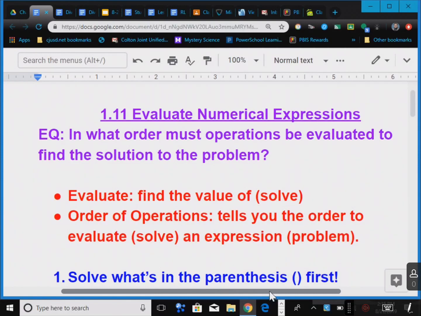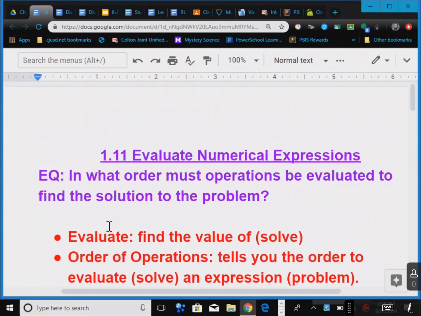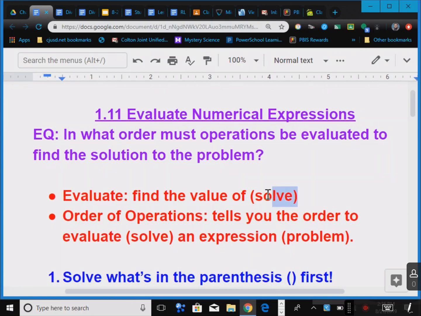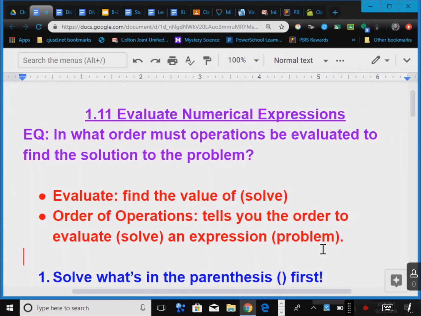So today what we're going to talk about really is order of operations. The key word is evaluate, which is to find the value, or to solve. That's what it is really. To evaluate is to solve, and you can just write solve if you want. Order of operations tells you the order to evaluate or solve an expression or problem. So you can just write, tells you the order to solve a problem.